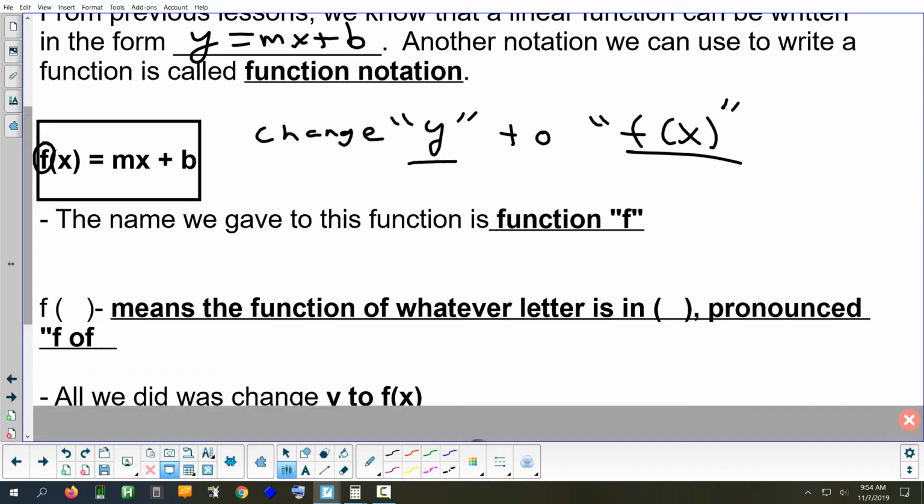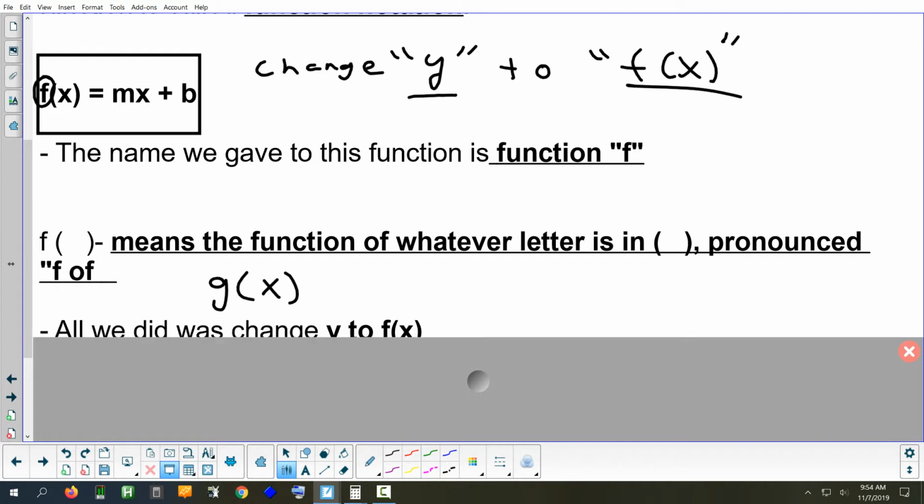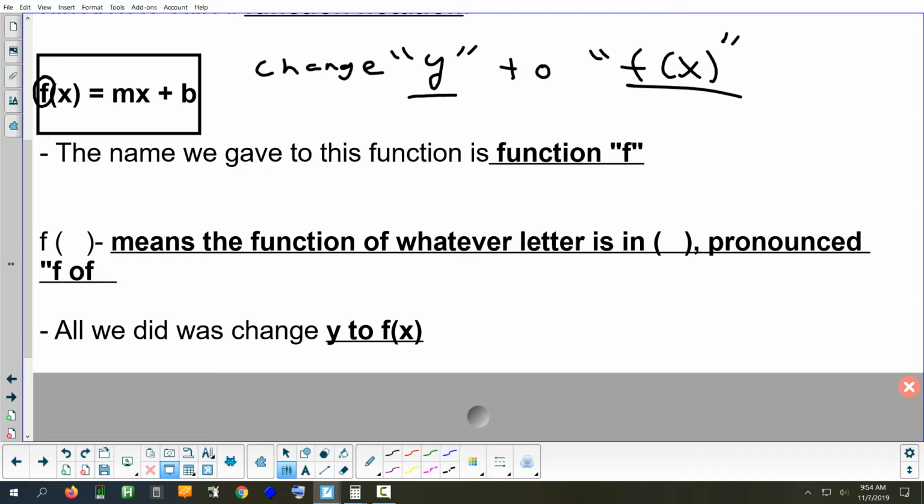What if I had something like this? How would you pronounce that? G of X, right? G of X, that's it. So all that we did in this example right here is we changed Y to F of X. So you just have to write in the underlined part. But they mean exactly the same thing.